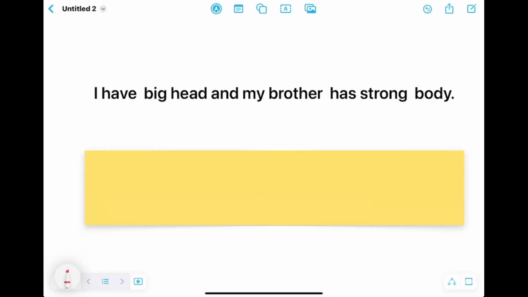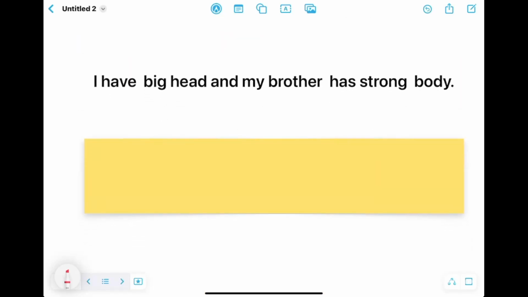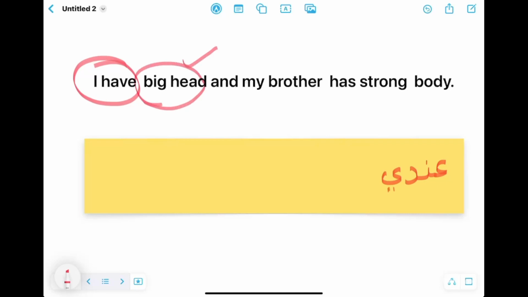Let's go to the last one. Come on, I have a big head and my brother has a strong body. Okay, now you have to translate. Tell me what is I have. Indi, right? Come on, how to write? In. D. E. Indi. Very good. Big head. First translate the head. What is head? Ra's. Big. What is big? Kabir. Ka. B. E. R. Kabir. Very good.